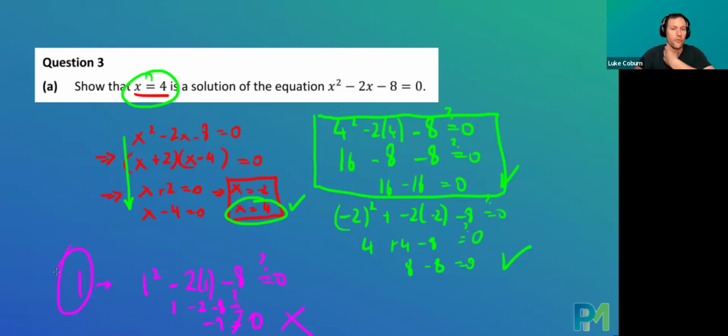Except for the two roots. So if we sub in these two in here, we'll get our zeros. Okay, we'll get the zero, but not for anything else.